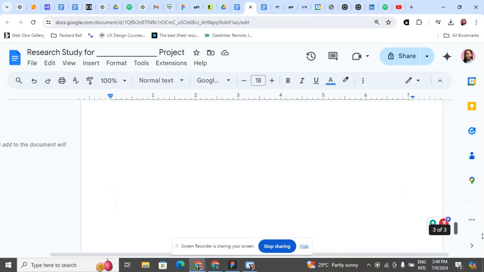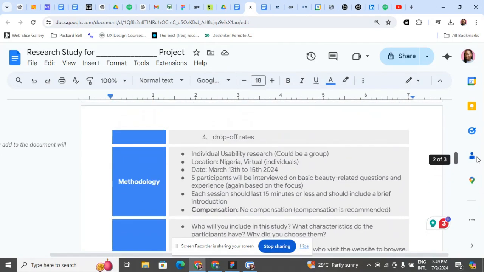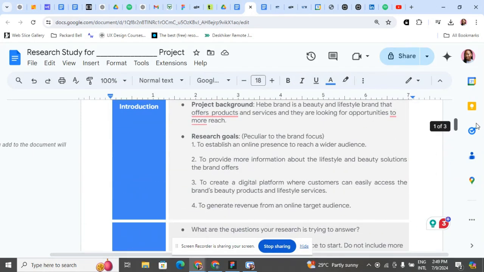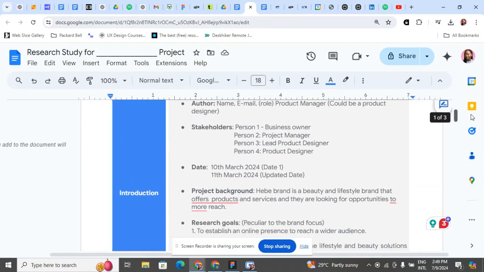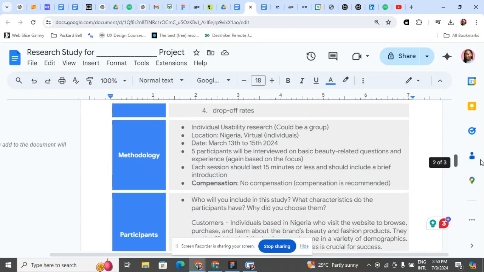First of all, we're going to edit the methodology to explain what we're trying to achieve. Here we spoke about how this methodology is an individual usability research, because it can also be done in the form of a group, but that's not what we did here. Then we spoke about the location, which was carried out virtually, and again we covered the date, the number of participants, and the session, to manage the expectations of what we're trying to achieve. And of course, the participants again have to be somebody in line with the goals of the brand.